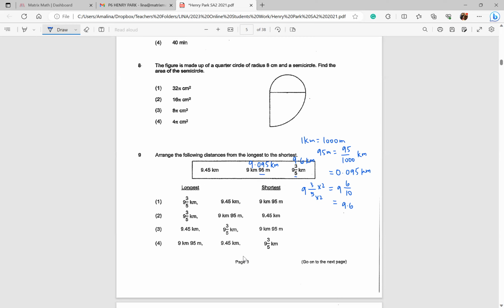So 9.45, 9.095, and 9.6, the longest must be the 9.6. So this is the longest, and then this is the shortest. So when you arrange the distances, you should get your option number 1. Okay?